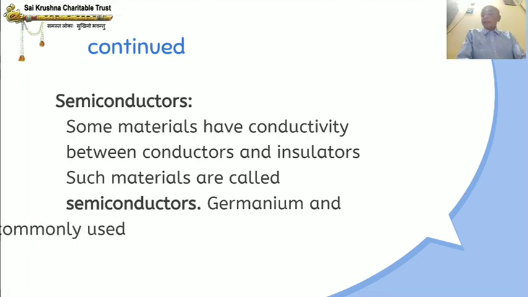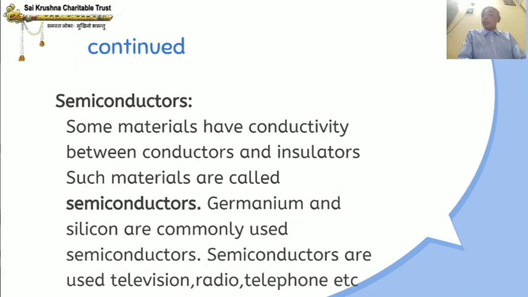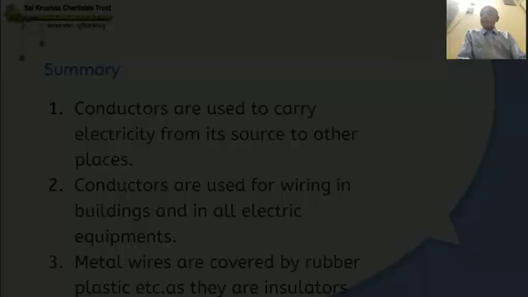Germanium and silicon are commonly used semiconductors. Semiconductors are used in television sets, radio, telephone, etc.